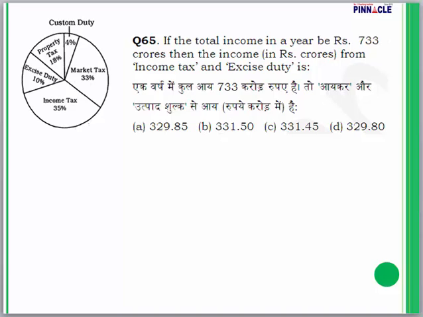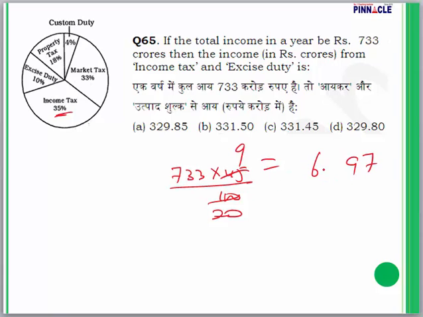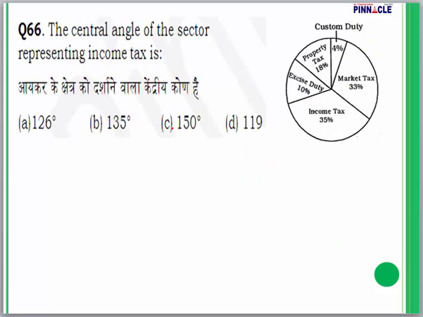Question number 65. In this question, it is given if the total income in the year is 733 crore, then the income from the income tax and excise duty, 35 plus 10, 45%, we have to tell. 733 into 45%, we have to find the value of this. Divide by 20. You can divide it by 2 for simplicity. So $329.85 is the answer.